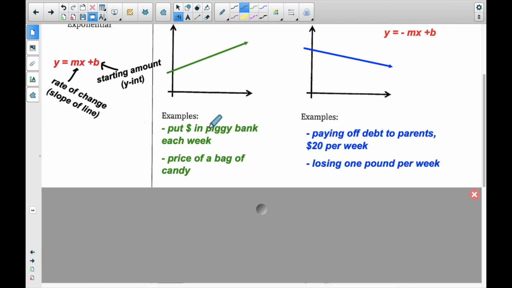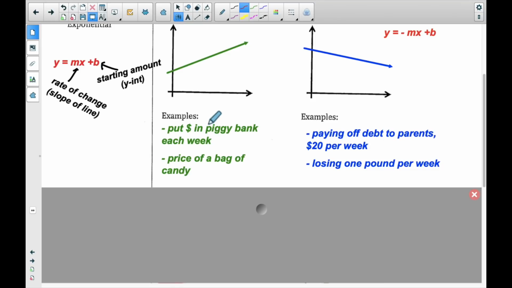An example of growth: if you put money in your piggy bank every week. You're not putting it in an actual bank, you're just putting it in your piggy bank, and you're putting in $5 a week or something like that. Okay, I then have the price of a bag of candy, and that probably needs to be explained a little bit. Like, when you go to those stores where it's in a barrel and you scoop out how much candy you're going to have.